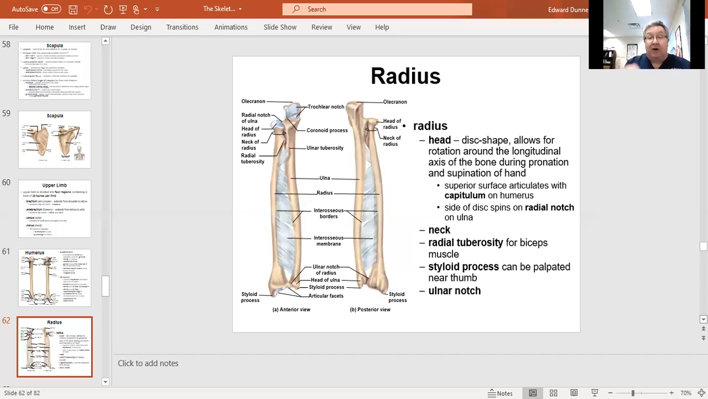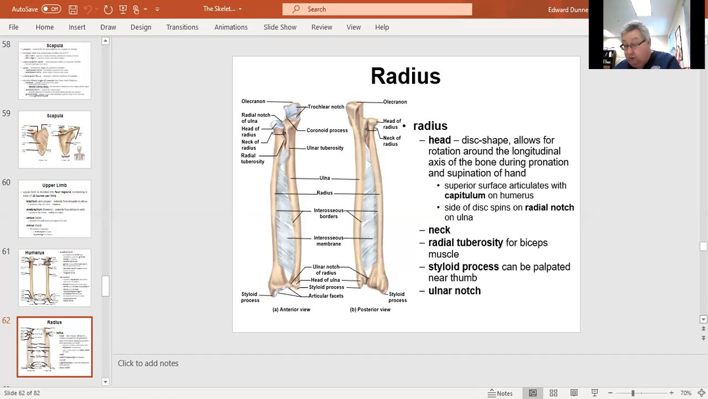Remember, it is the radius bone that moves for supination and pronation. Remember, when your arm is in the anatomic position, you are supinated. The radius and the ulna are parallel to each other. When we pronate, it's the radius that moves and creates that X shape. Okay? It's the radius that moves that creates that X shape.